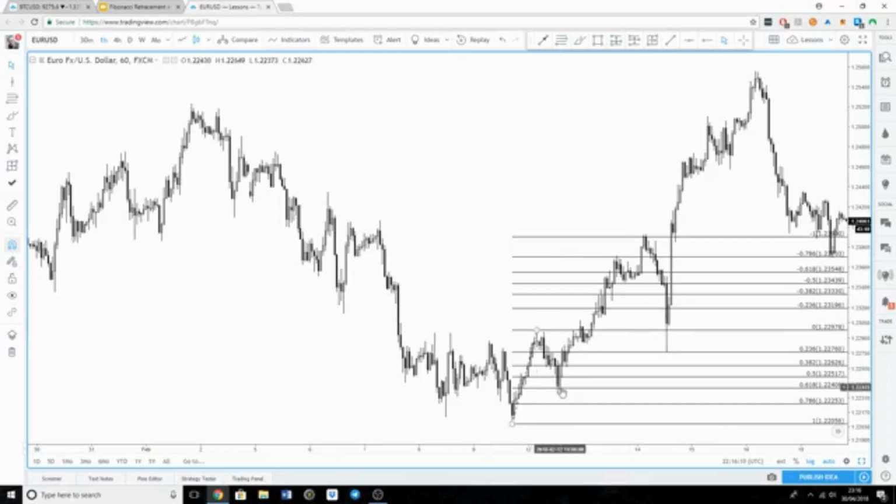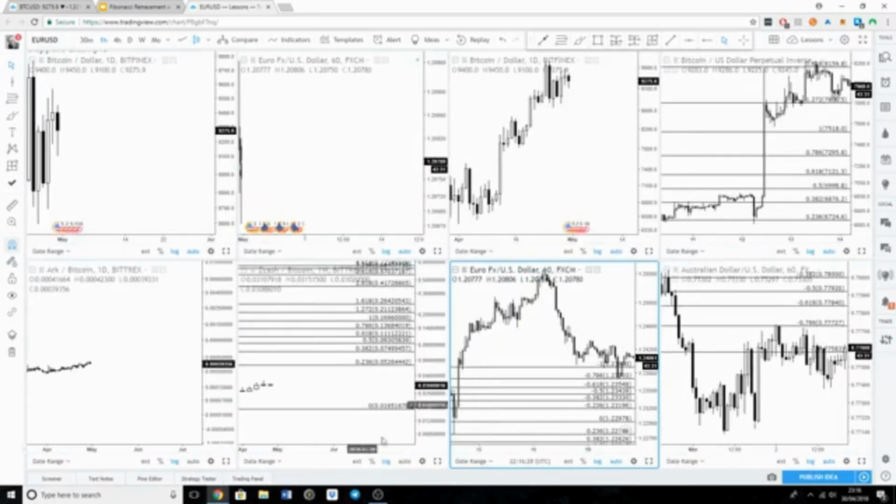Or the same can be said here. Once this starts cooling off, how do I know whether it's going to be the 0.236, the 0.382, the 0.5, or the 0.618, or the 0.786 that's actually going to provide the support? Well, the answer is the one that lines up with a support or resistance level, if any. And the same applies for all of it.